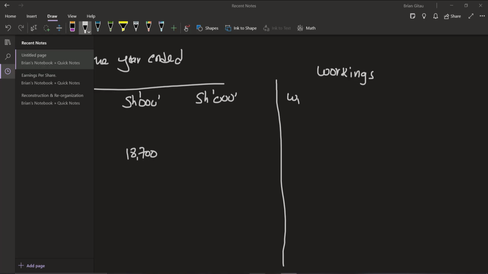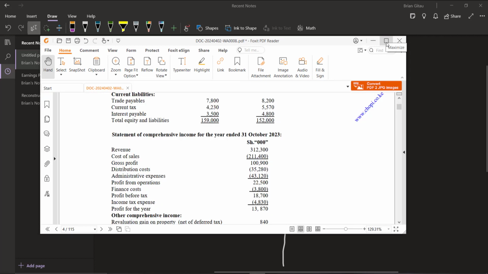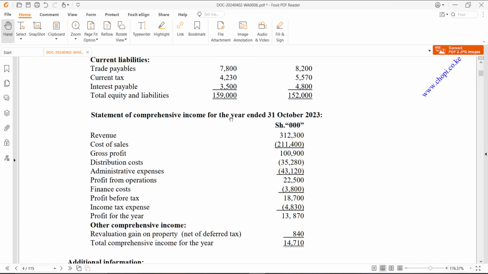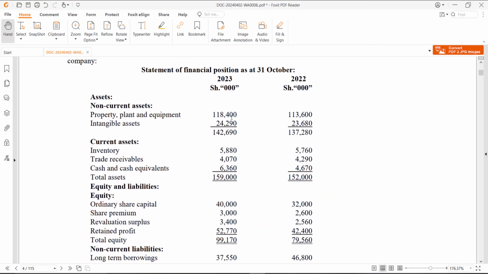So we have our balance sheet here. You can tell that from our balance sheet we have 118,400 and 113,600. So the assets have actually increased, which can imply that the company has acquired assets. But when we are preparing a PPE account, it is recommended that we prepare it on cost. The PPE account should be prepared on cost. So let's go ahead and prepare the PPE account.